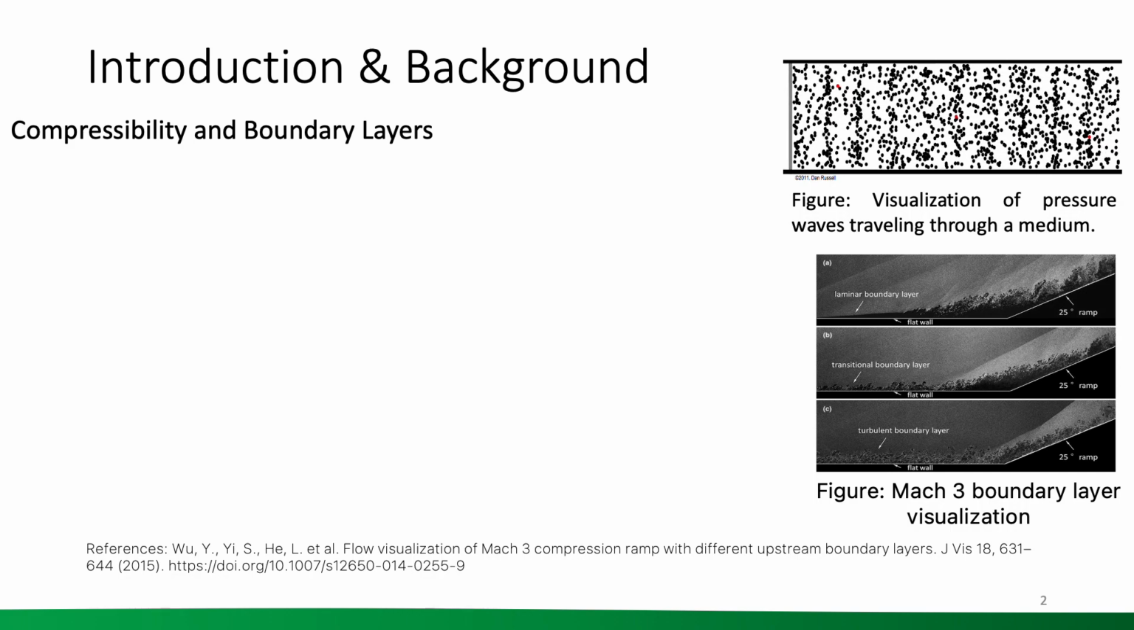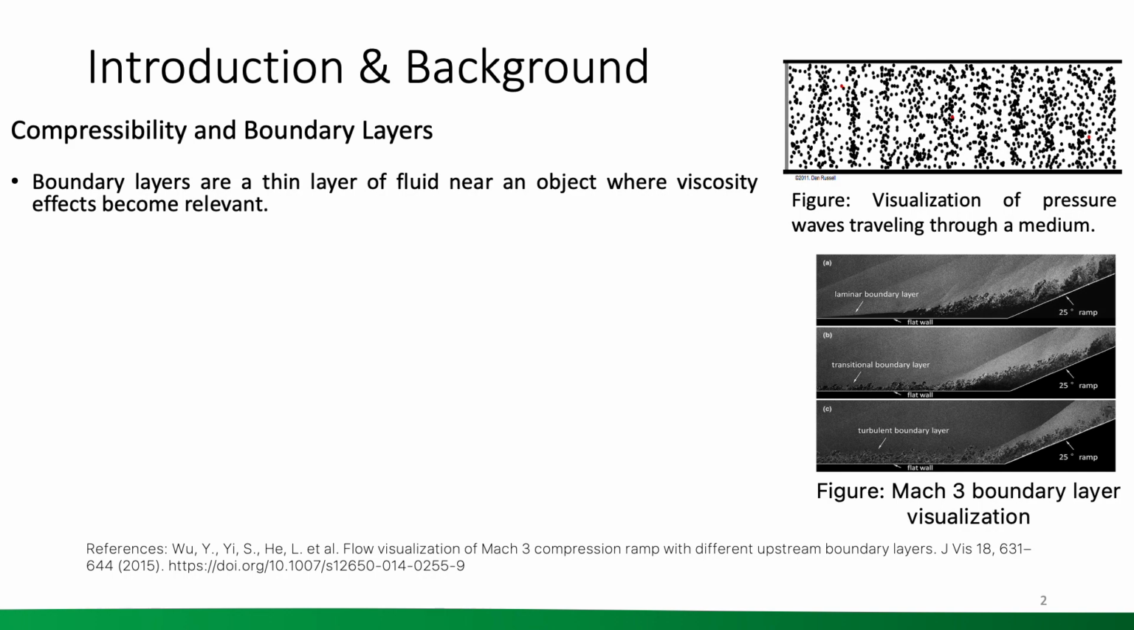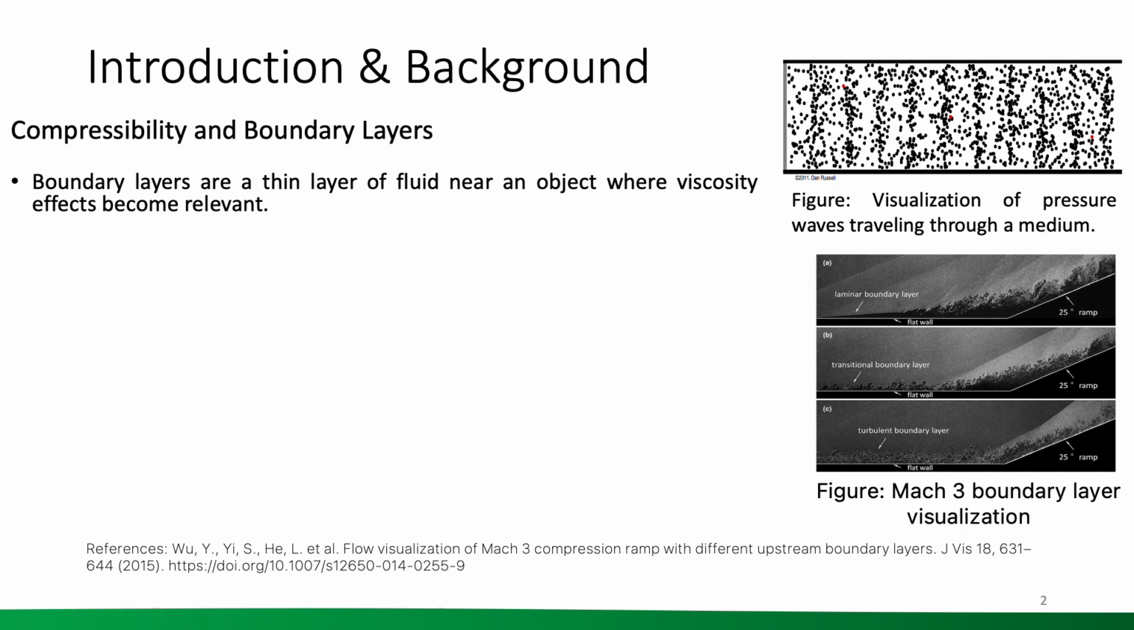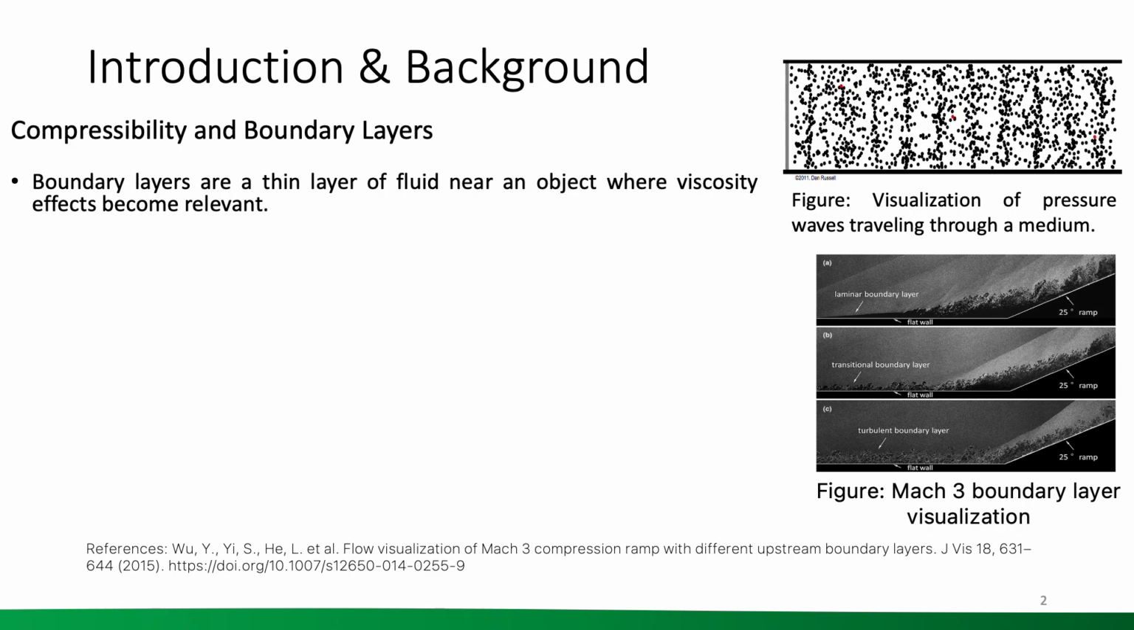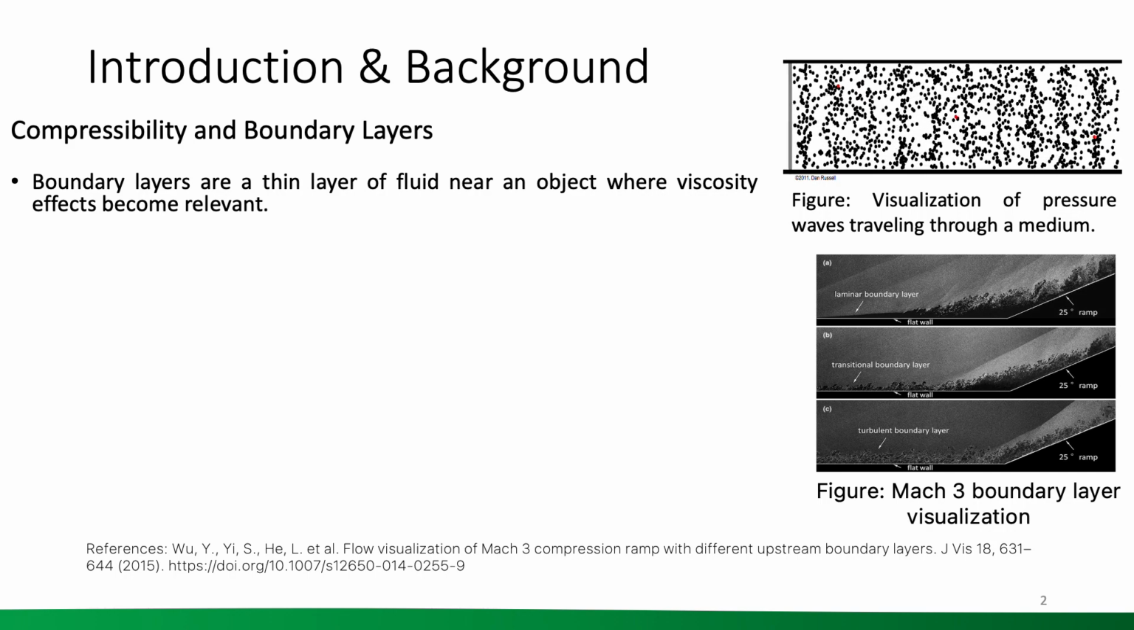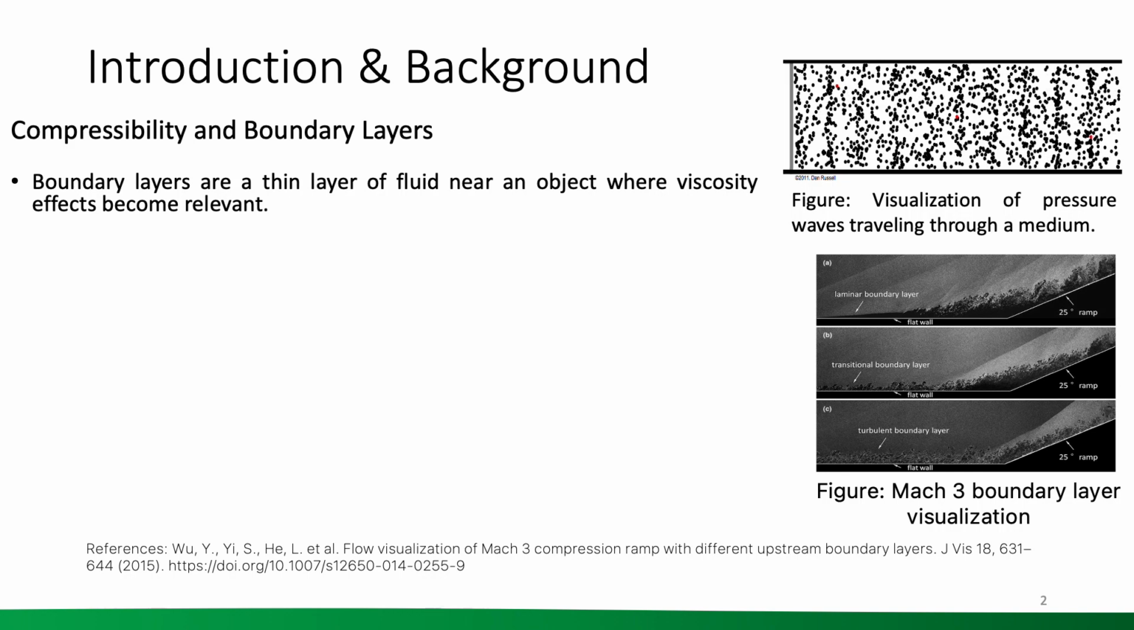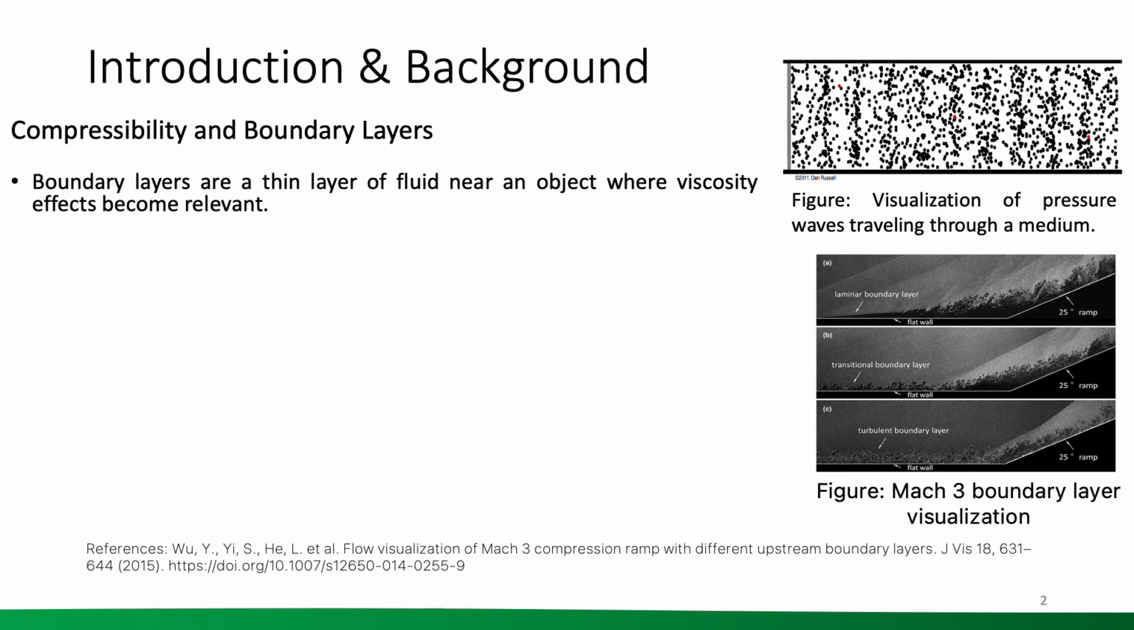Firstly, let's discuss compressibility and boundary layers. The boundary layer is a very thin layer of fluid that occurs around an object where viscous effects become relevant. You can picture an object moving through a fluid, and there's a very thin layer where the velocity of the flow becomes small or equal to the velocity of the surface, which from the perspective of the flow is zero. So in this very thin layer, a lot of very important effects occur.